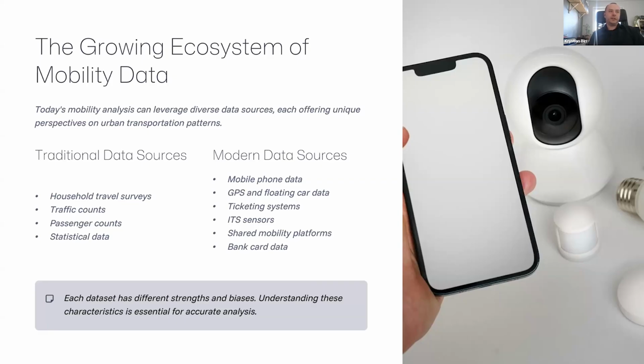The ticketing system, especially if we have a modern public transport system, and of course we could have ITS sensors. Maybe something totally new is bank card data, especially when we want to consider trips over longer distances.